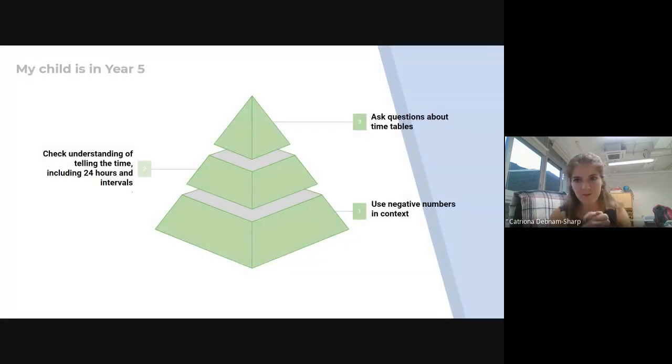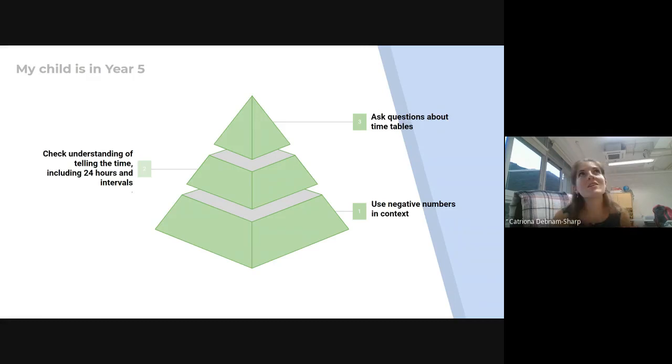And in year 5, 3 key ideas: using negative numbers in context, so perhaps in the context of weather. Now, I know that we don't have negative temperatures in Hong Kong, but it might be worth talking about negative temperatures in other climates. The second one is check their understanding of telling the time.